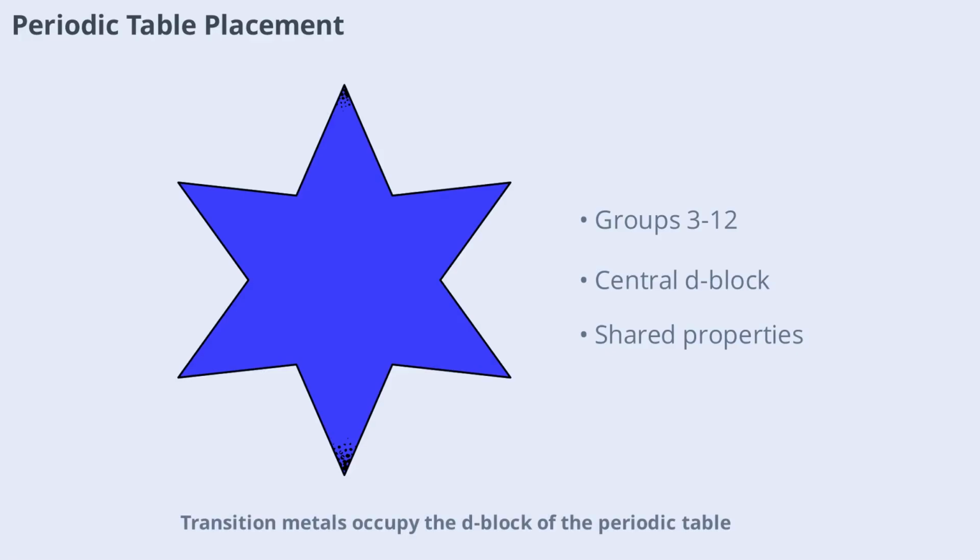Let's look closer. Transition metals occupy the d-block of the periodic table, spanning groups 3 to 12. This central location is significant because it bridges the highly reactive s-block metals on the left with the more varied p-block elements on the right. The d-block includes familiar metals like iron, copper, and gold, as well as less common ones such as ruthenium and osmium. Their placement is not just a matter of convenience, it reflects their shared electron configuration and similar properties.